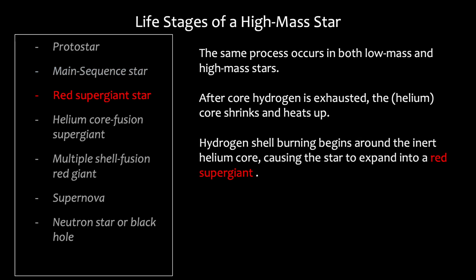And so the same process occurs in both low mass and high mass stars, except for the different nuclear channels. Now, after the core hydrogen is exhausted, the helium core shrinks and heats up. Well, it's the same here. Hydrogen shell burning begins around the inner helium core, causing the star to expand into a red supergiant. Here, the helium core is not burning while the hydrogen shell is burning. Okay, it's exactly the same as in a low mass star. We have the hydrogen shell burning phase, reaching the red giant.